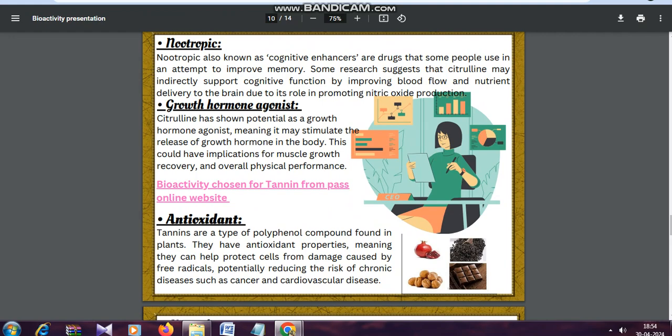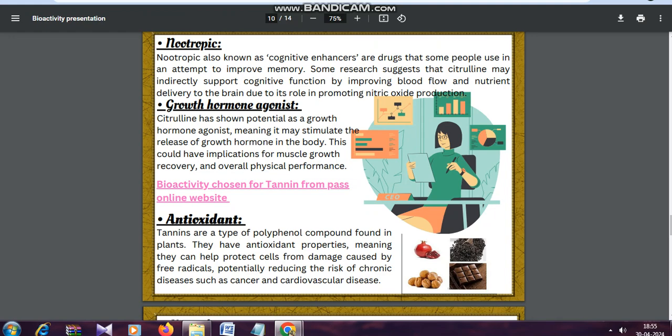The next topic is nootropics. Nootropics are a diverse group of medical substances whose action improves human thinking, learning, and memory. Nootropics, also known as cognitive enhancers, are drugs that some people use in an attempt to improve memory. Some research suggests that citrulline may indirectly support cognitive function by improving blood flow and nutrient delivery to the brain due to its role in promoting nitric oxide production.